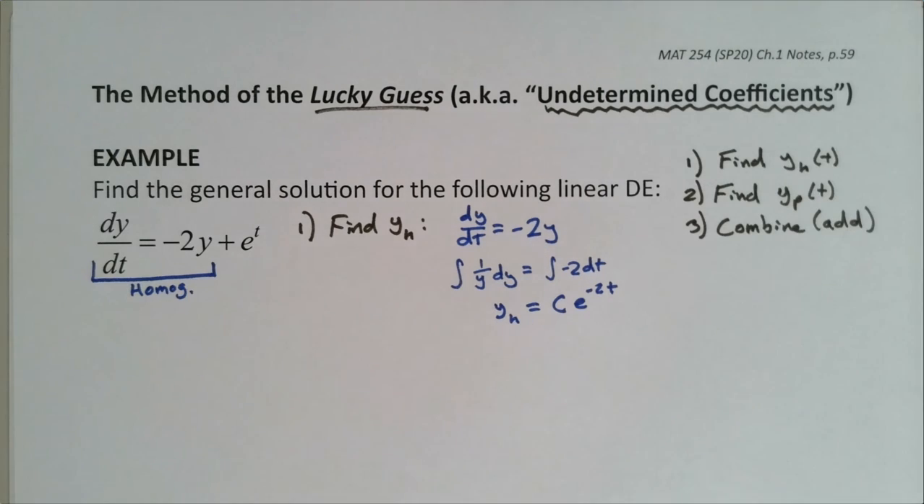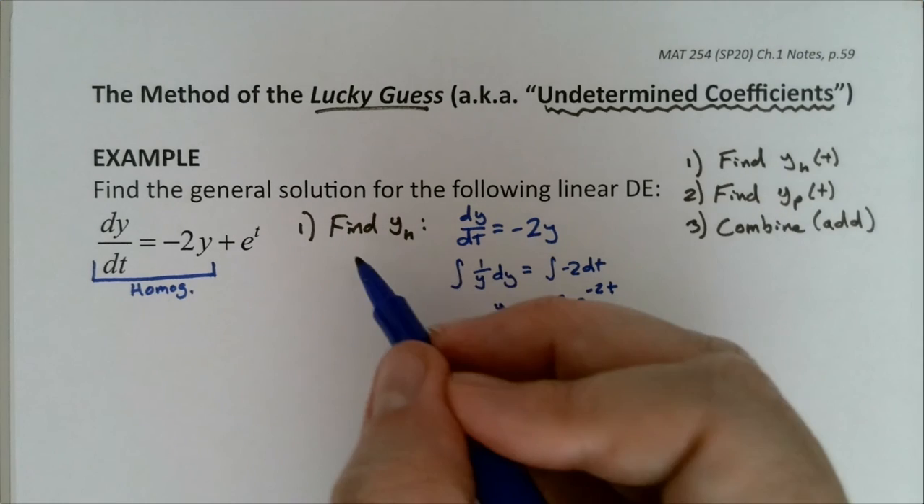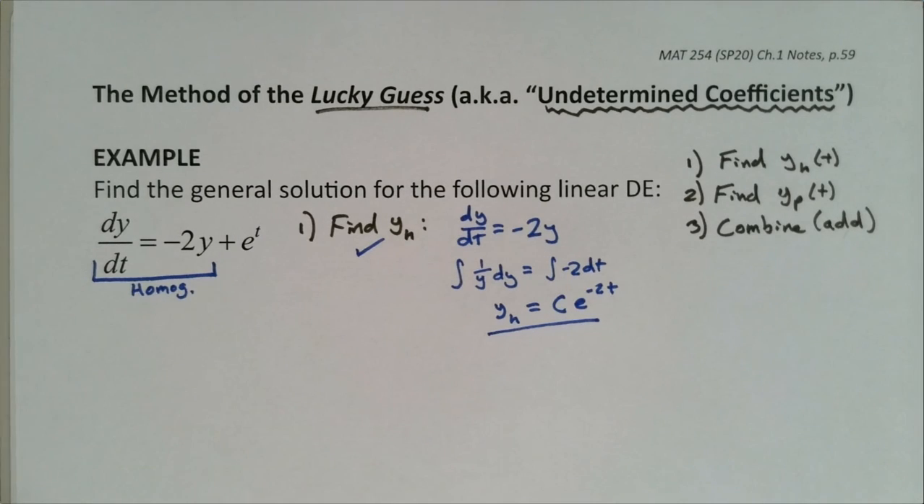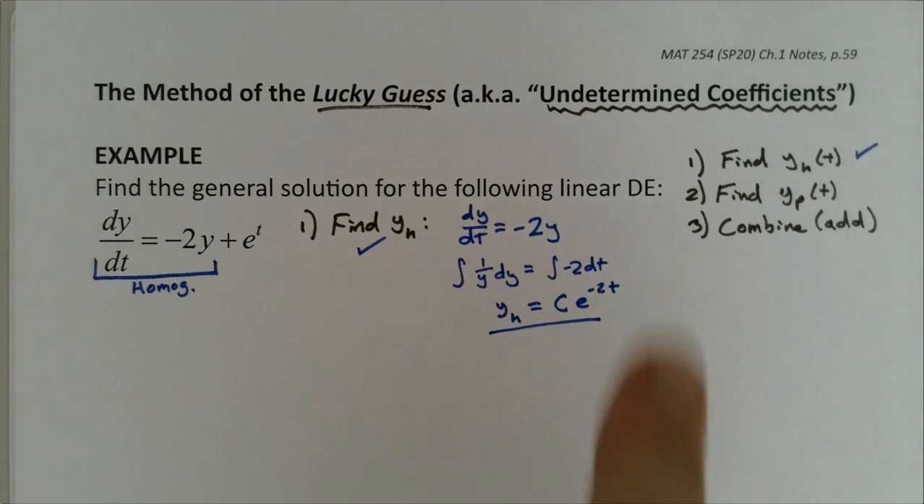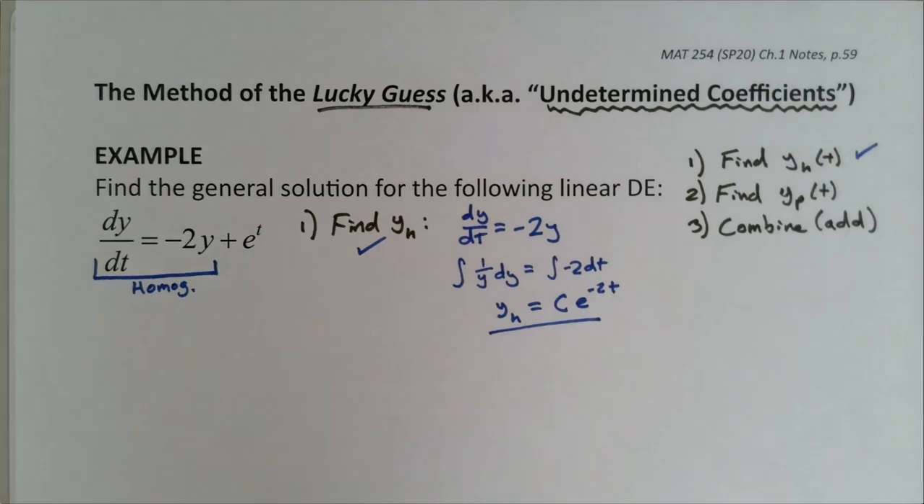You've probably done enough of these, or if you haven't, you will definitely do enough of them that you'll be able to see it over time. So this is finding our y sub h. So we got that part. Check. Now, the little bit trickier part, and this is where the method of undetermined coefficients steps in.